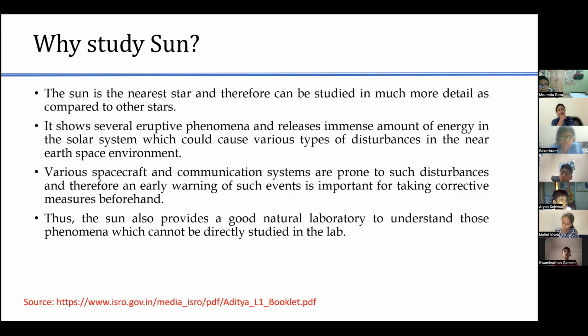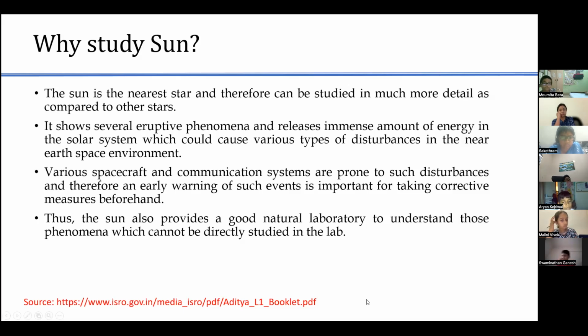and study it. It shows several eruptive phenomena and releases an immense amount of energy in the solar system, which causes various types of disturbances in the near Earth space environment, like extreme amounts of heat. Various spacecraft and communication systems are prone to such disturbances, and therefore an early warning of such events is important for taking corrective measures beforehand.